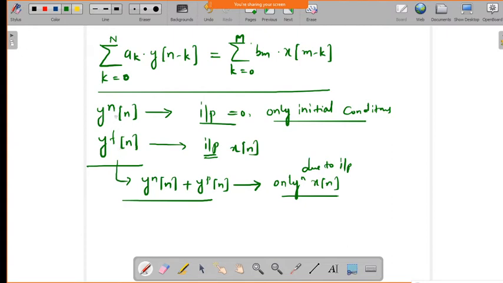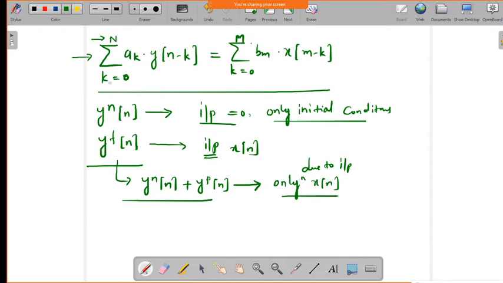Now we will take a difference equation and try to solve how the natural response will be. Here y is the output, x is the input, and n, or m, is the order of the difference equation.